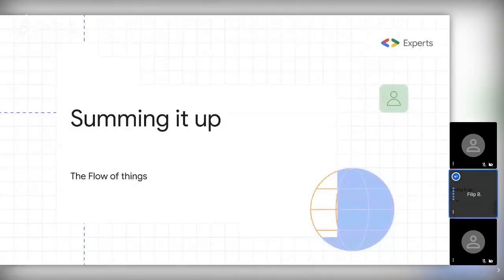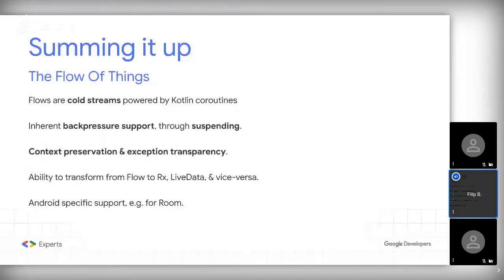So to sum it up, to show you the flow of things, flows are cold streams powered by Kotlin coroutines, which means that if you want to apply back pressure, you can just suspend the producer. If you can't process enough values in a small period of time, you can say, I want to suspend the producer until the consumer is ready. Or the other way around, if the consumer is eagerly waiting for more values but you can't produce enough, you can say, I want to suspend the consumer until the producer produces enough values. So you can go either way, and you can keep back pressure simple with either delay calls or just simple other suspending function calls.